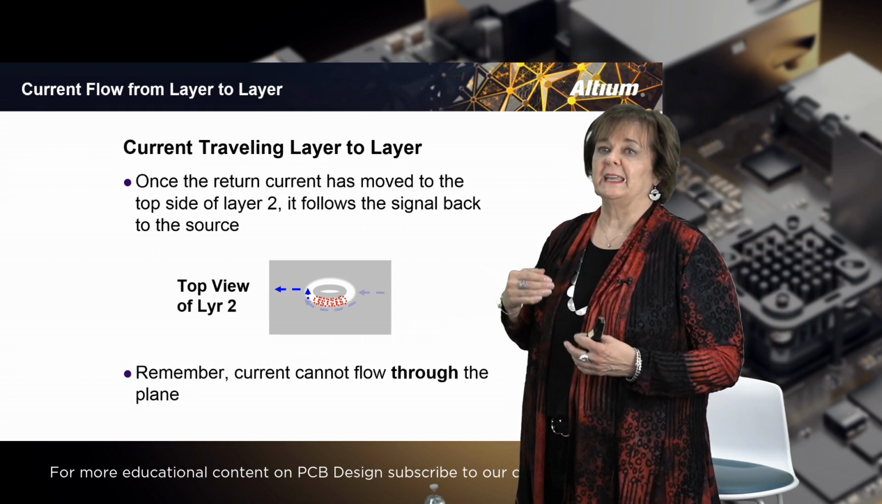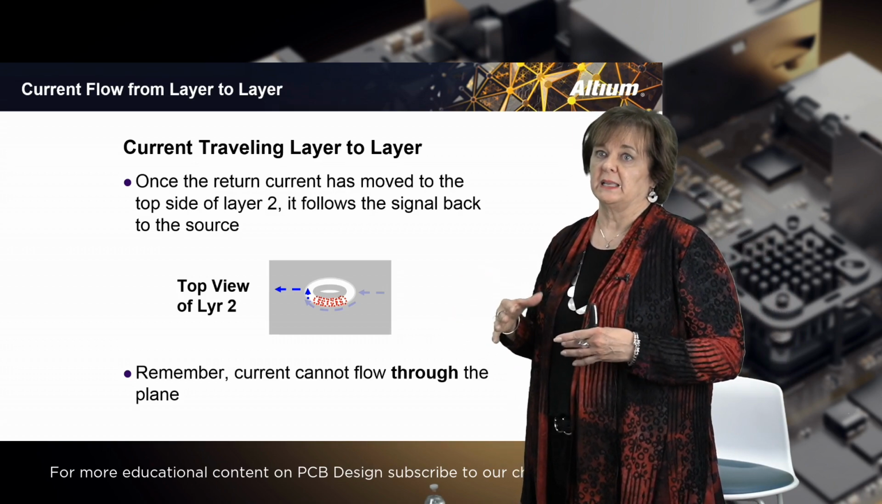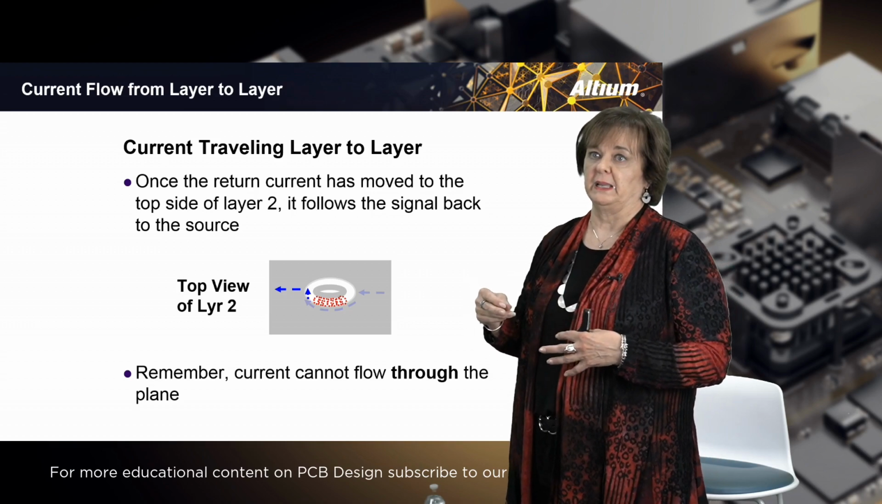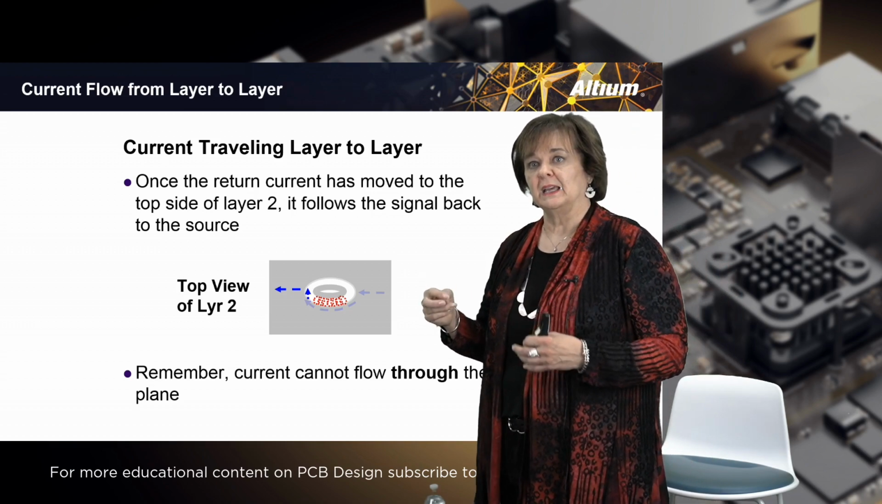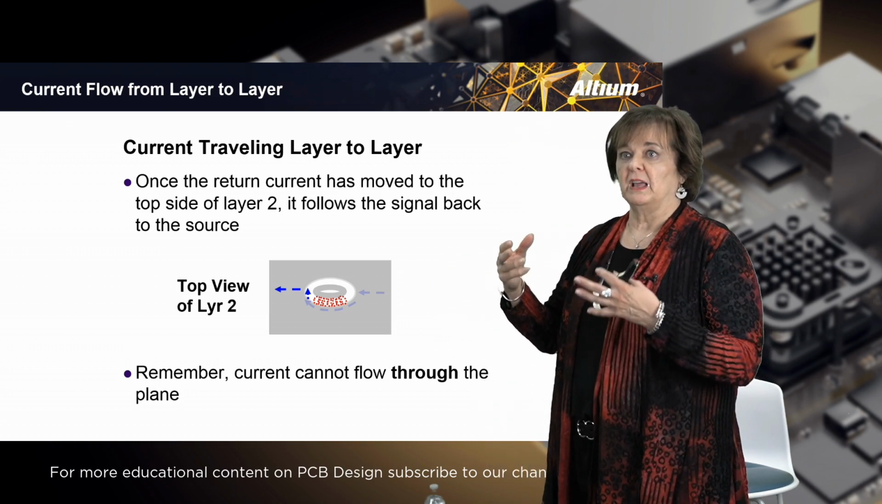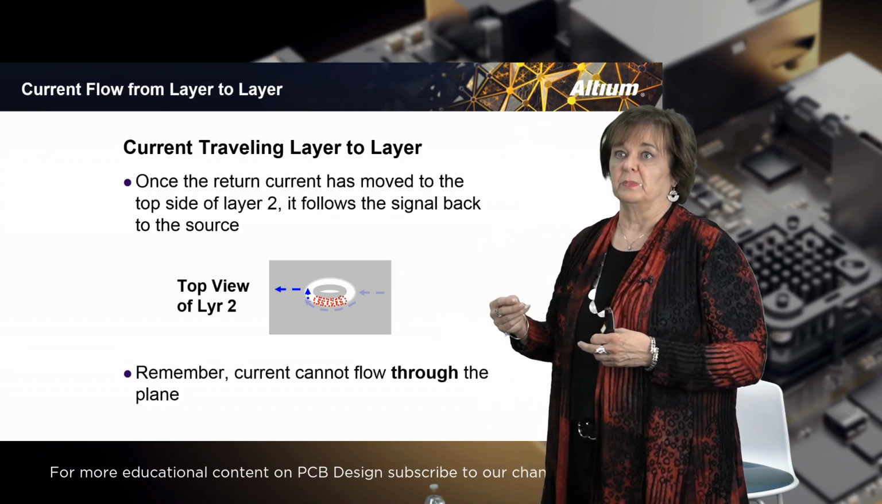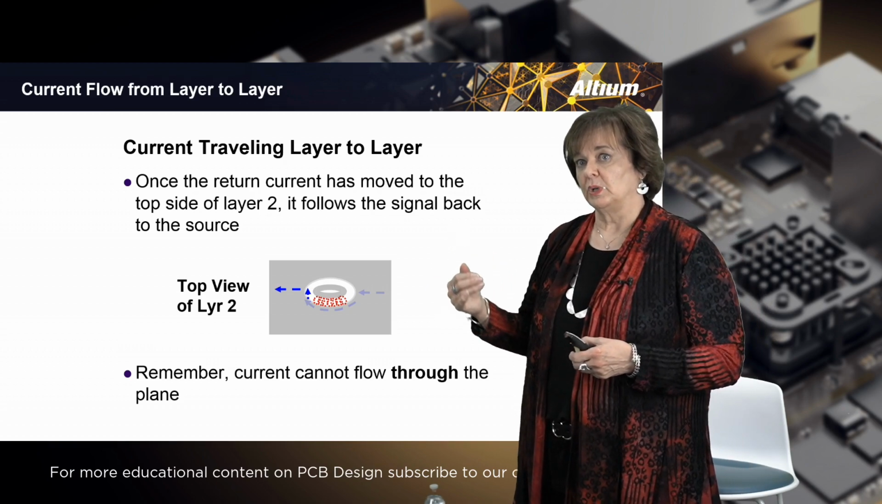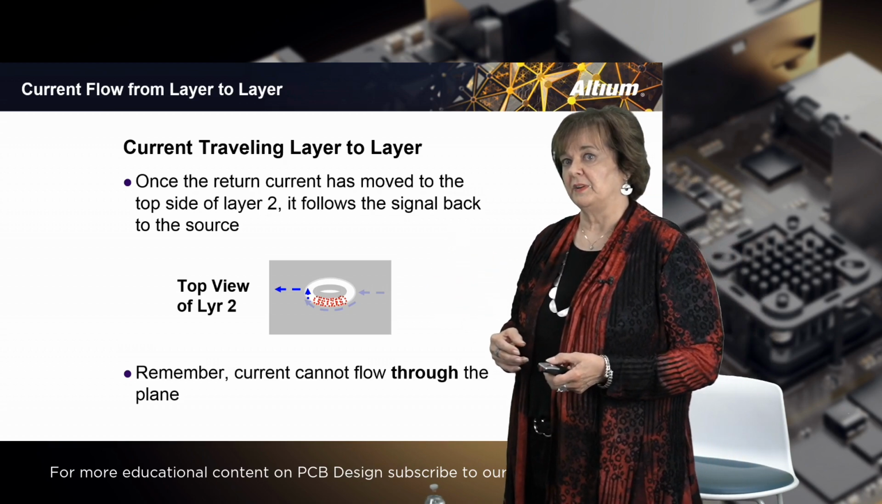Remember, the current cannot flow through the plane, so it has to have an opening to flow through the plane. And so it flows in the antipad openings. The antipad openings are not large enough to have massive amounts of current flow through them, but when you're taking signals from one layer to the other, they will work just fine for that.